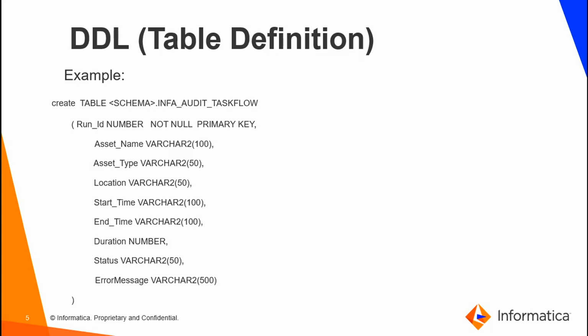The attributes that I'm going to capture are the run ID number, which is auto generated by IICS itself, the asset name, the asset type, location, start time, end time, duration, status, and error message, if any. So if a job failed, then you're going to get this error message. Otherwise, the status will show as succeeded.